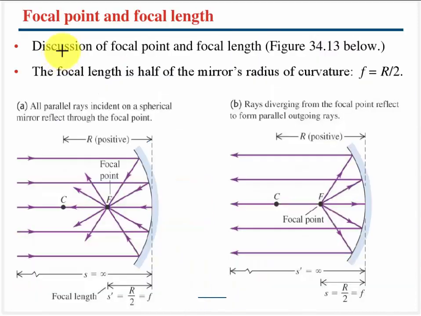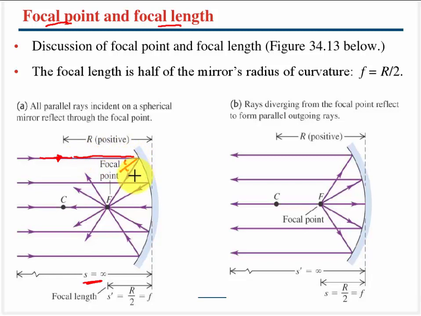Another interesting concept to consider when we talk about curved mirrors is that we can have a focal point and focal length, and really this is how parallel rays that are incident on the surface are going to behave. If we consider parallel rays coming into this curved mirror, we would say that the object is located at infinity, and you can convince yourself that the law of reflection is going to apply.